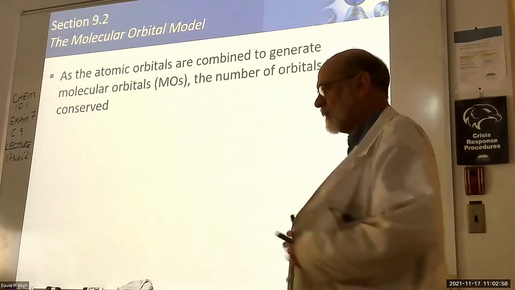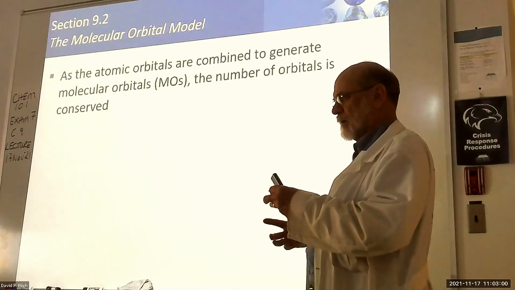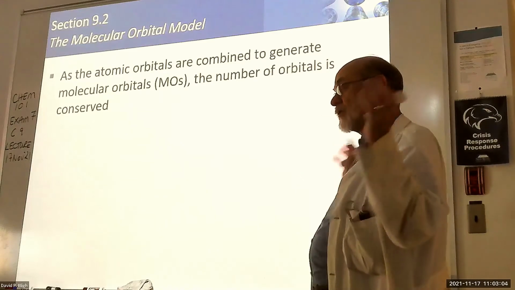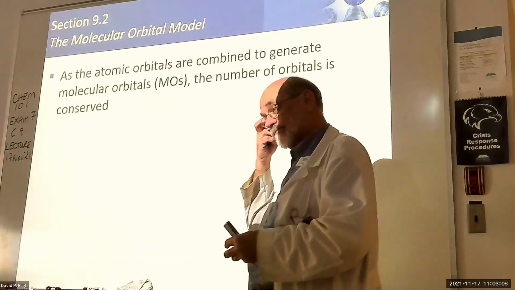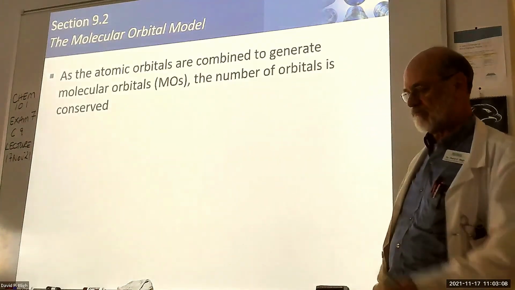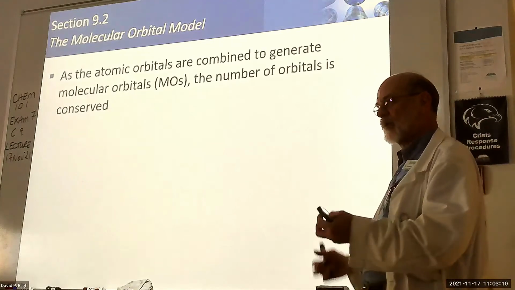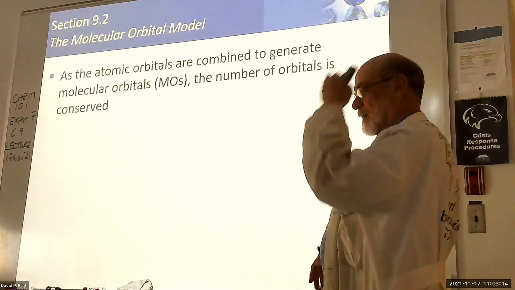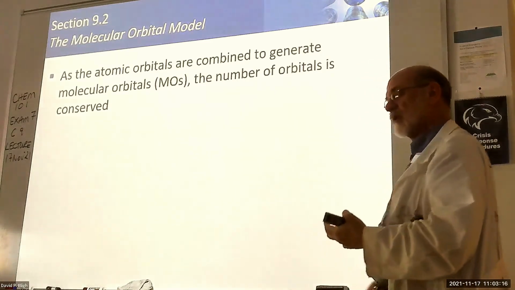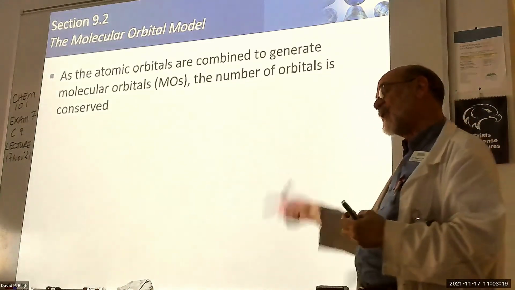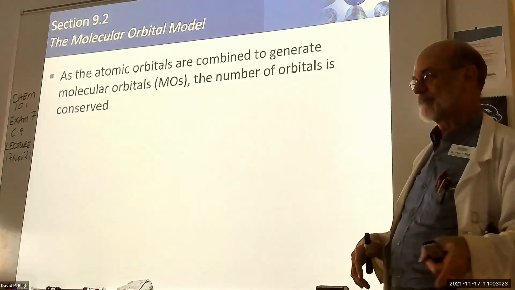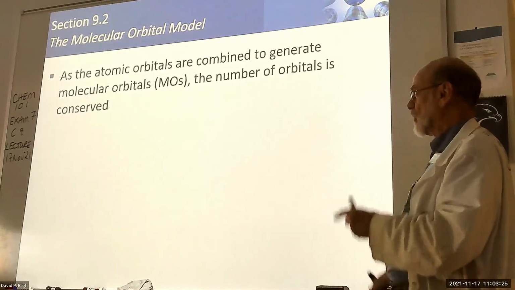When we form a molecule, we have so many atomic orbitals that go into the mix. It's like the lottery, where you put all these little balls with numbers on them, they go in the mixer. When they come out as molecular orbitals, you have to have exactly the same number of molecular orbitals as the atomic orbitals that go in. The orbital number is conserved.